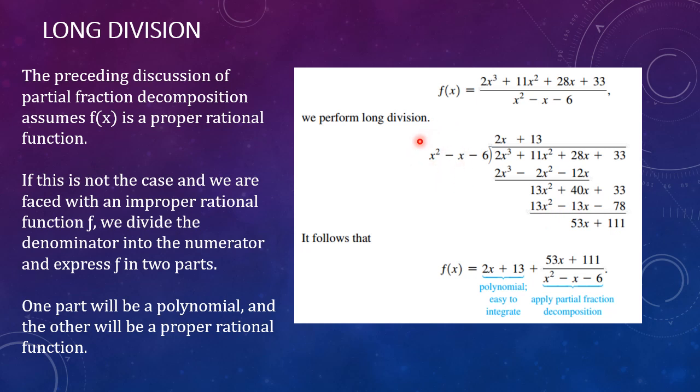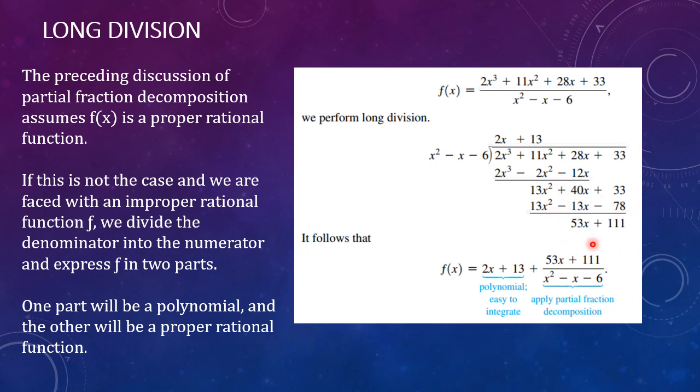So I say x squared times what will give me 13x squared? Well, that's a positive 13, so I write plus 13. If it was negative, I'd write minus 13. I multiply through: 13x squared minus 13x minus 78. Again, I subtract. 33 minus a negative 78 is plus 78, which gives me 111. 40 minus a negative 13 is 40 plus 13, which gives me 53x plus 111.